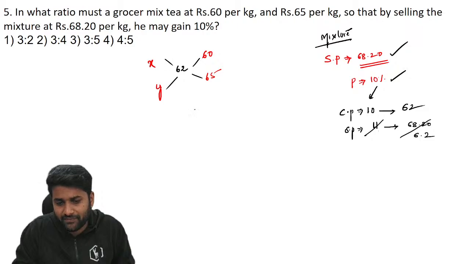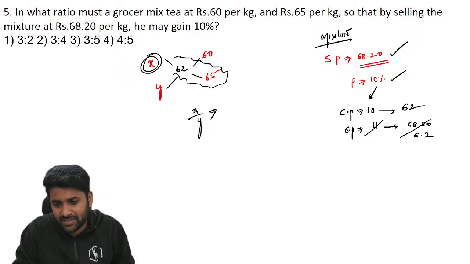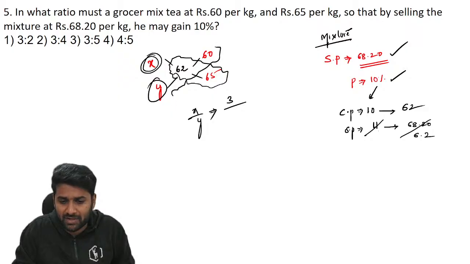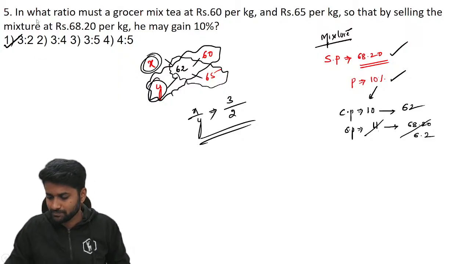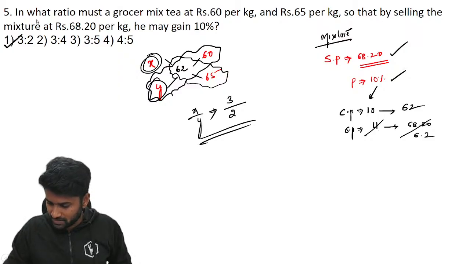Then we need to find the ratio of x by y. I told you guys, x is all about the difference between these two values, higher value minus lower value, and y is all about the difference between 62 and 60. So the respective ratio is 3:2. Clear?